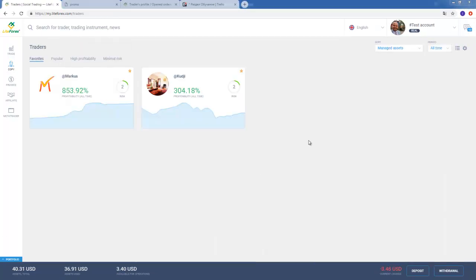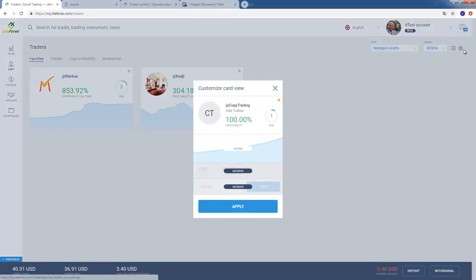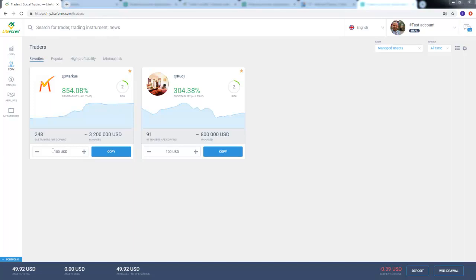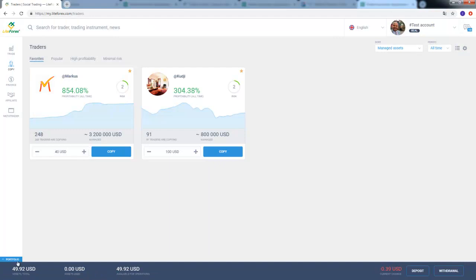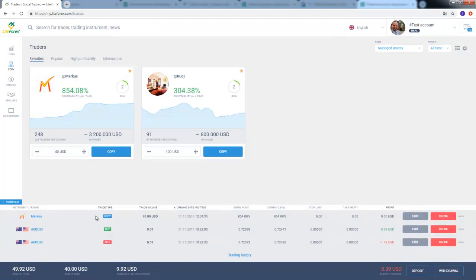After you have selected a suitable trader, you can start copying his or her trades by one click. Copying of the trader selected will be displayed on the portfolio panel, and you will see the results as soon as the trader enters his or her next trade.